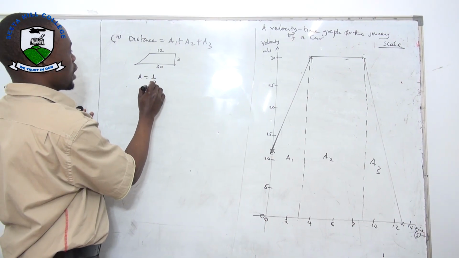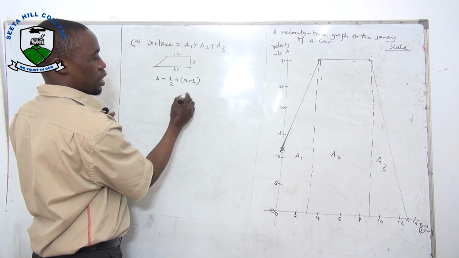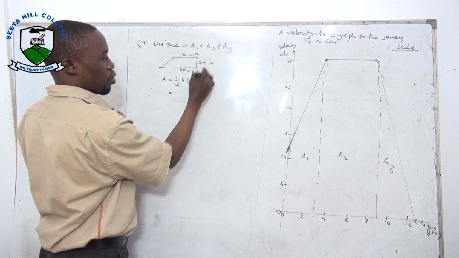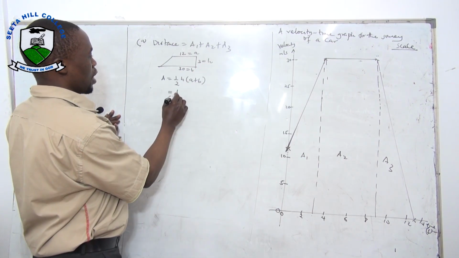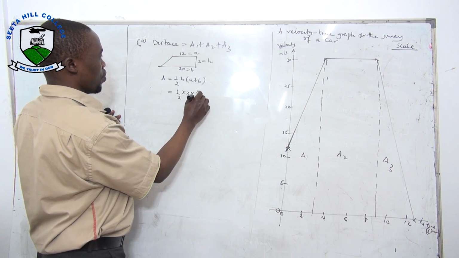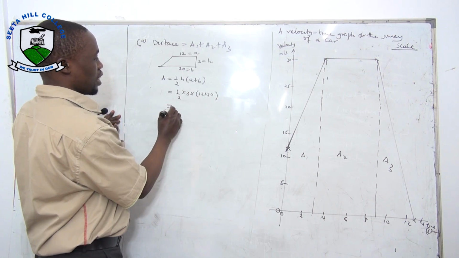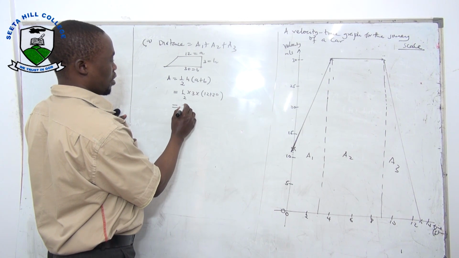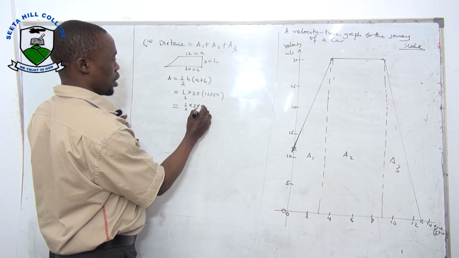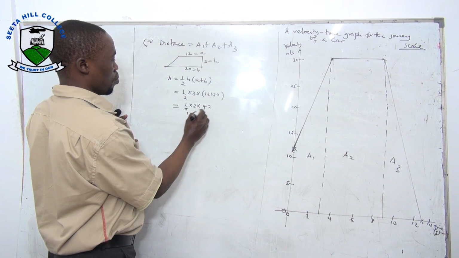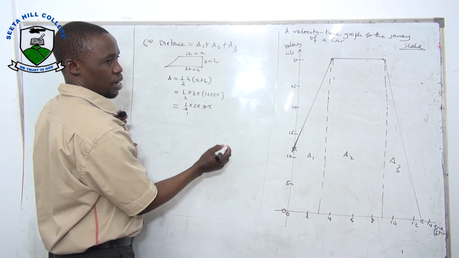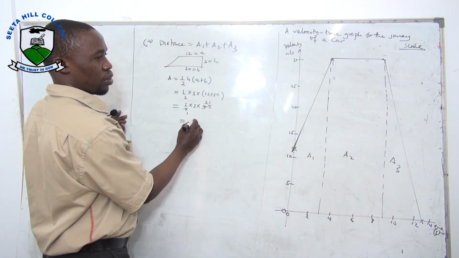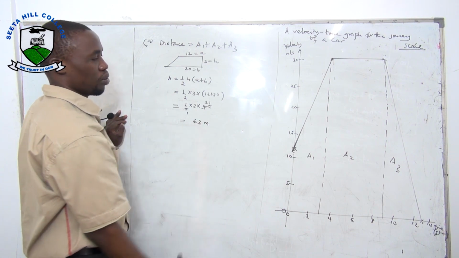Area of a trapezium is a half height into A plus B. And this stands for A, this stands for B, this stands for height. Therefore, a half height into 12 plus 30. Clear? That gives us a half times 3 times 42, which is 42 by 2. That's what? 21 gives you 63 meters, not so?